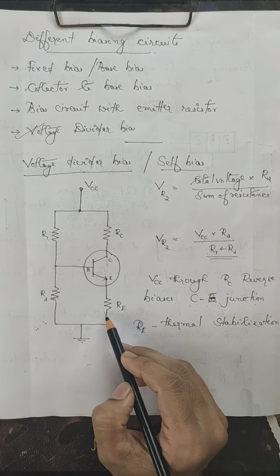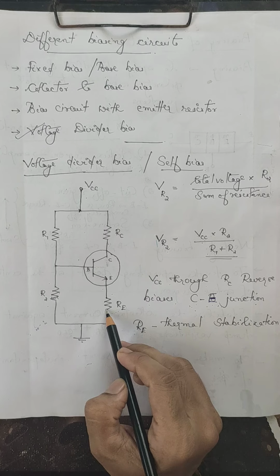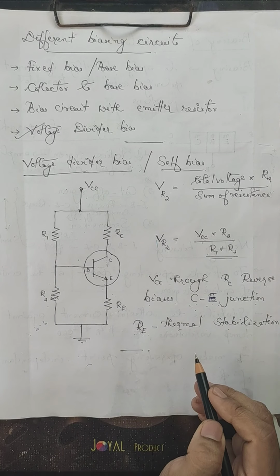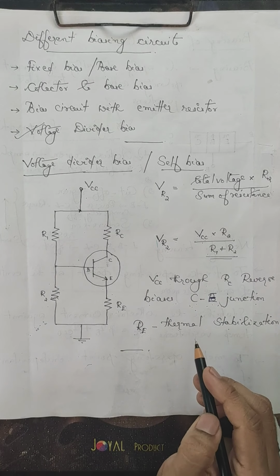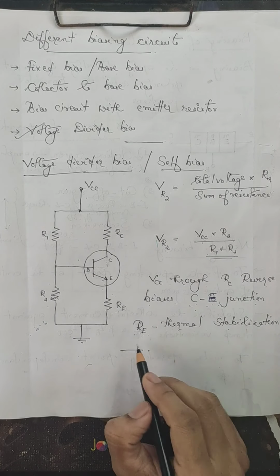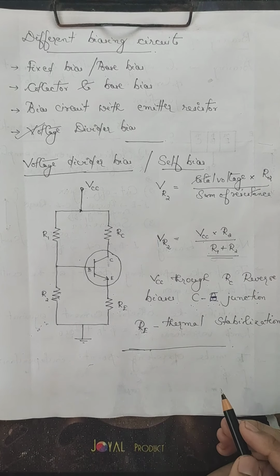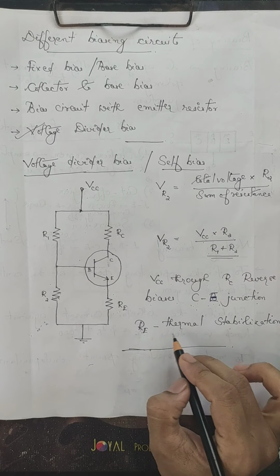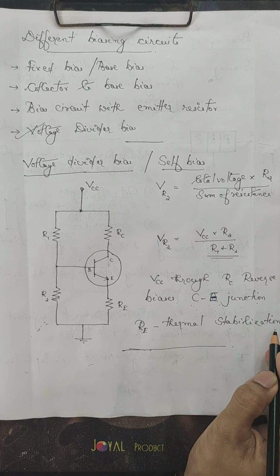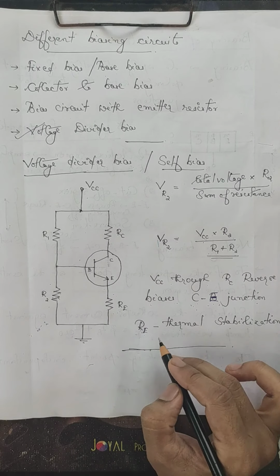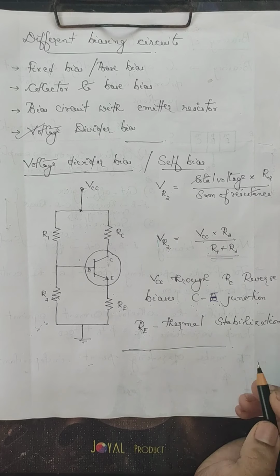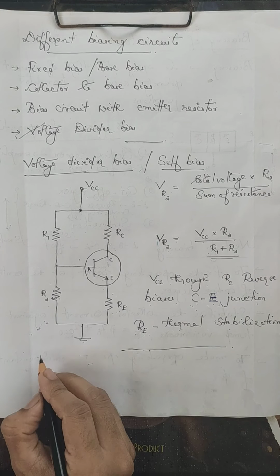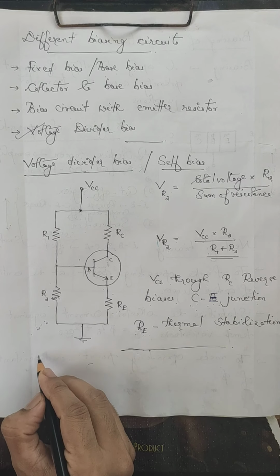Now there is another component, that is RE. It is known as the emitter resistor, and the emitter resistor is used for providing thermal stabilization. If this question is asked in your examination, you just have to write this much. But somebody may have a doubt regarding what thermal stabilization is and how RE helps to attain it. So I will just explain it. You need not write all this in your examination. It is just for your understanding.